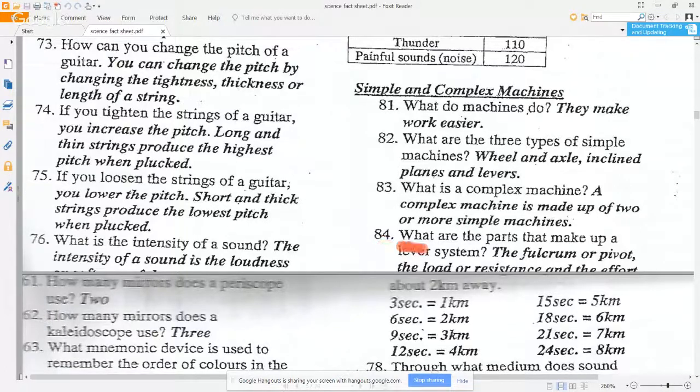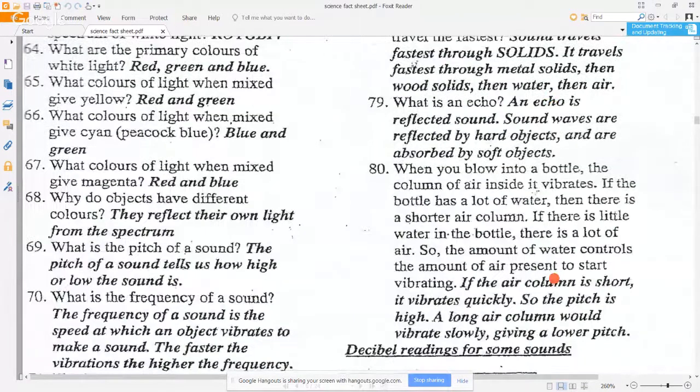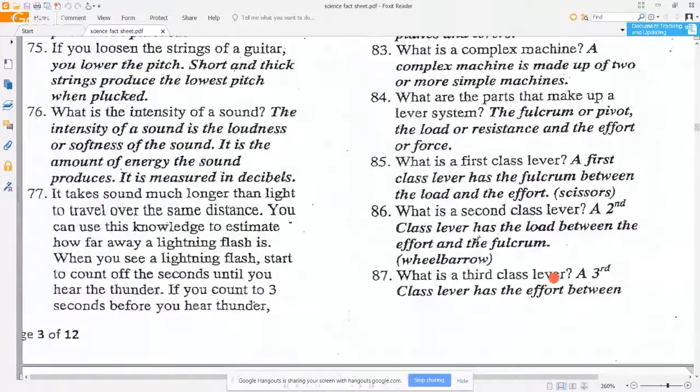84. What are the parts that make up a lever system? Well, we have the fulcrum or pivot, the load or resistance, and the effort or force.